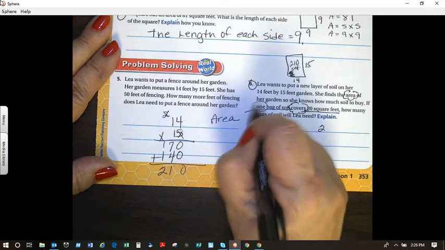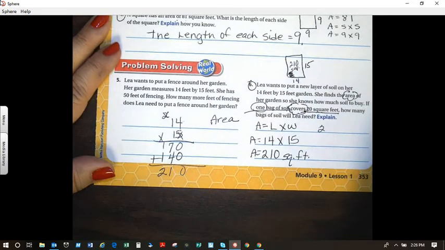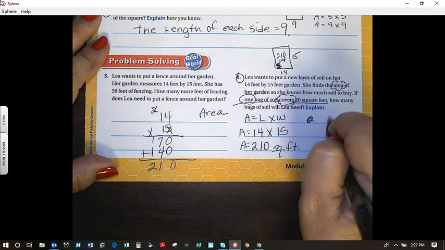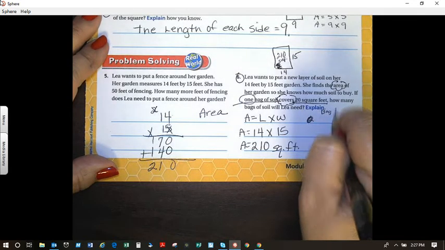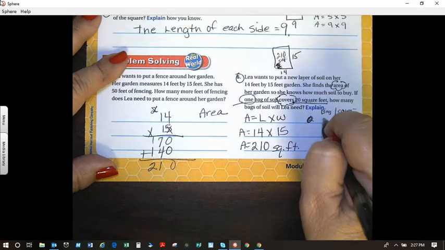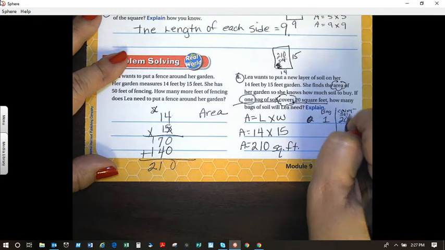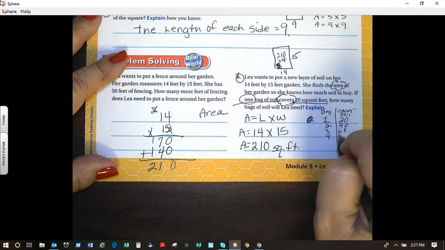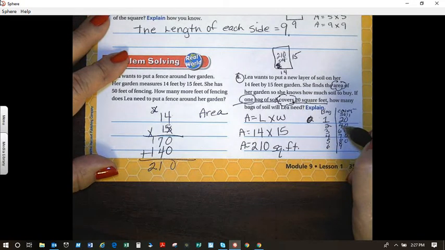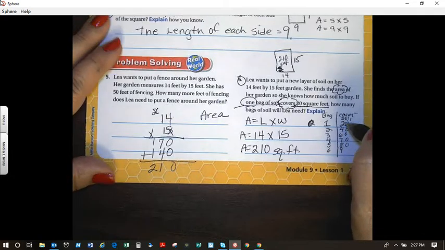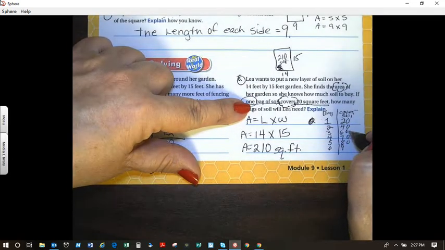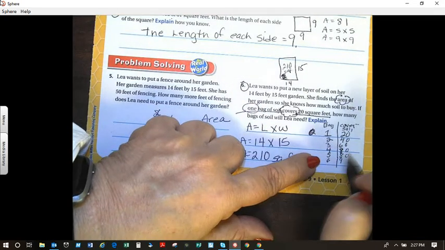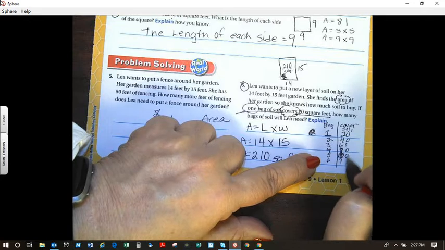if one bag covers 20 square feet, you can do an input-output table where you have one bag, this will be bag, and then cover soil. So one bag is 20, 2 bags is 40, 3 bags is 60, 4 bags is 70, 5 bags is 80, 6 bags is, 20, 40, 1 bag covers 20, 40, 60, this is 80, do you see my mistake? 80, 5 bags is 100, because I'm skip counting by 20s.